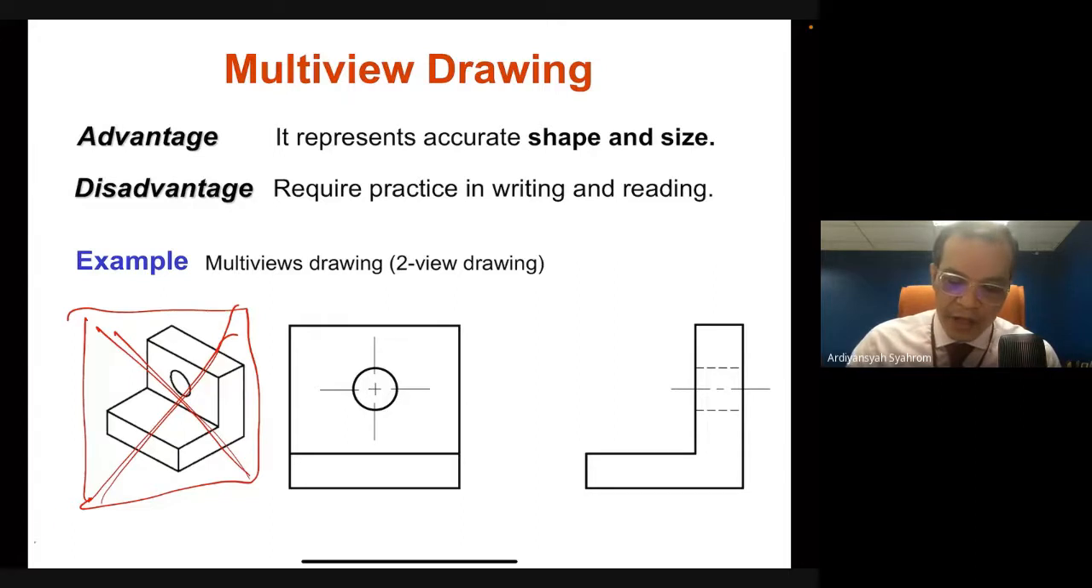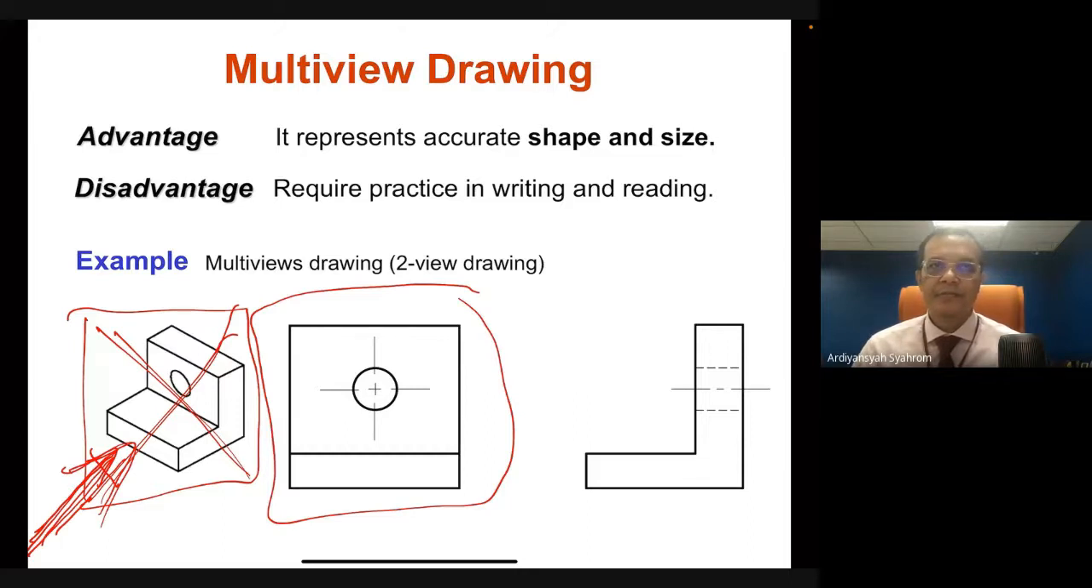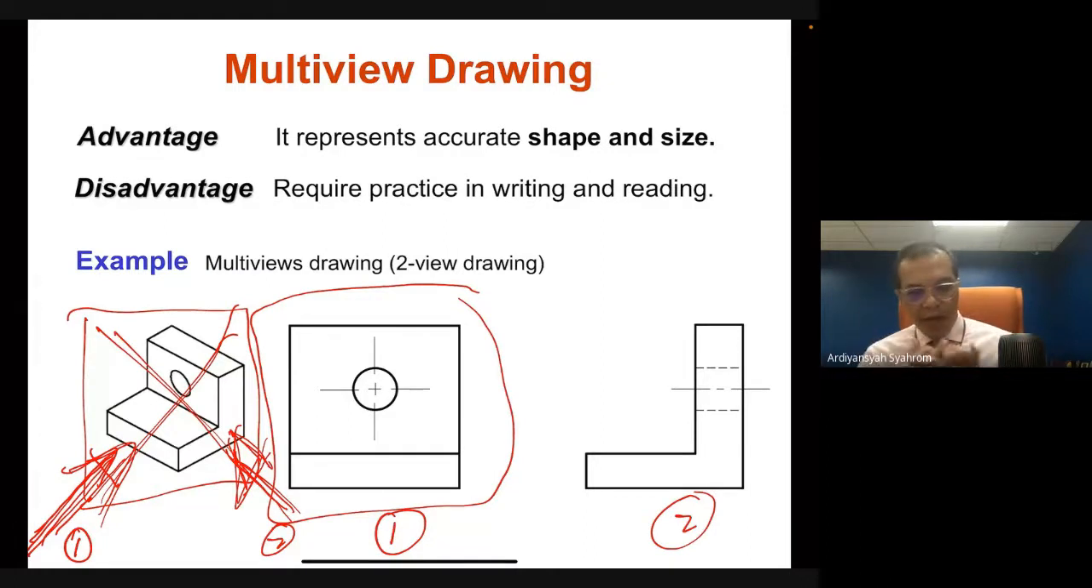For this, if you are looking from here, the front view, then the look is like this. This is number one. Then if you're looking from this side, I give number two, it looks like that. You combine them, then you're able to understand what it is. If you just have one, it is really difficult to understand the shape. Maybe if you have this, you can try to predict the shape. Yeah, that depends.